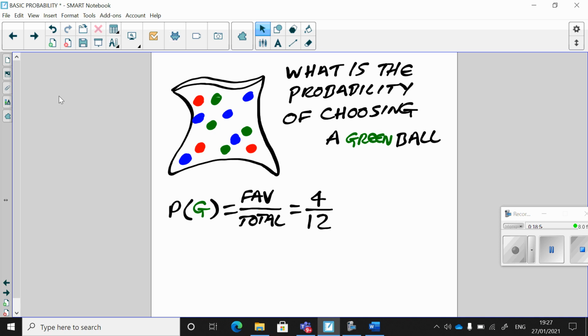Yep, and can you reduce that as a fraction? I think so. 4 goes into the top, 4 goes into the bottom. That's the biggest number I can find to give you 1 over 3. Right. So that means you get a 1 in 3 chance of selecting a green ball from this bag here.